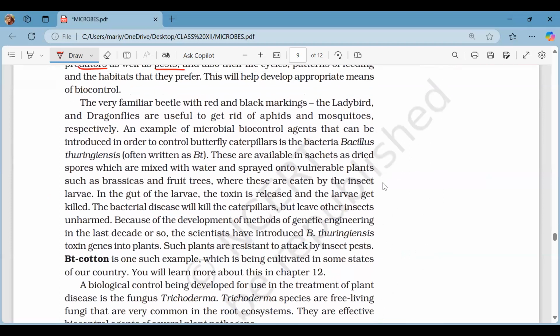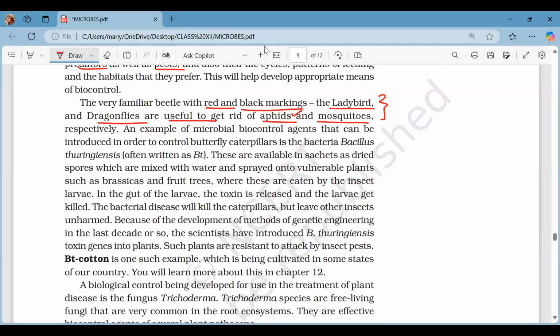A very familiar beetle with red and black markings is the ladybird. The ladybird and the dragonflies are very useful. Why? Because they can get rid of the aphids and mosquitoes in that area. So these are biocontrol agents, right? You just introduce them and they're not harming anyone, not causing any pollution, and they are killing aphids and mosquitoes.